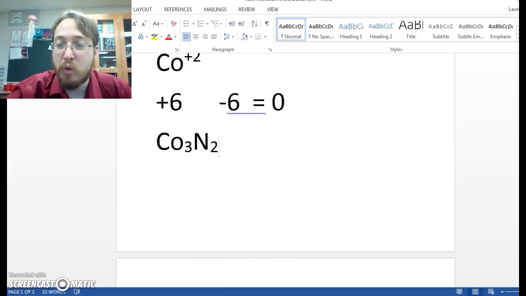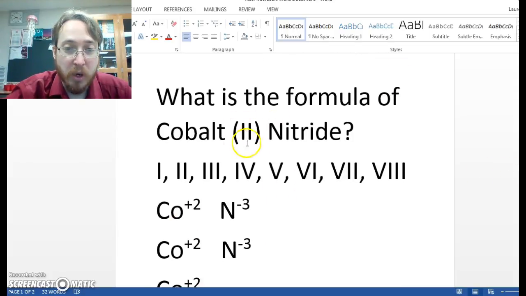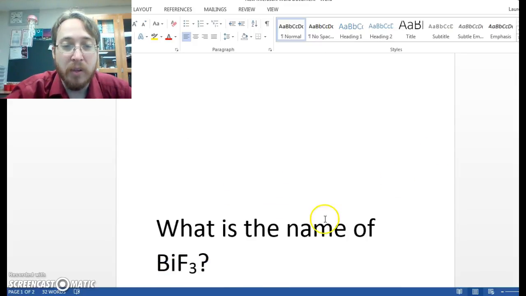And we had to do that by balancing the charges, and to do that we had to find the charges, which for the transition metal comes from the Roman numerals in the parentheses. Now let's go to a different problem.